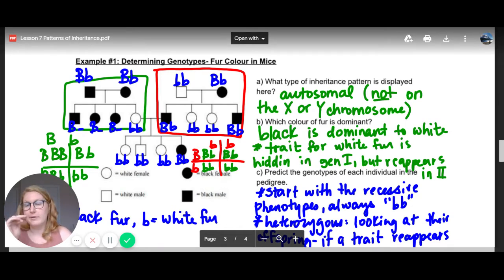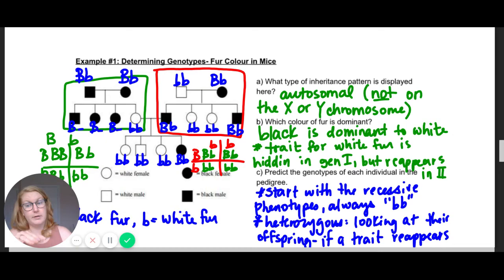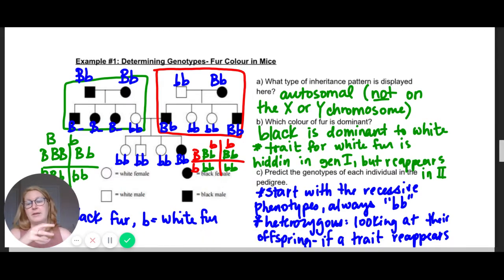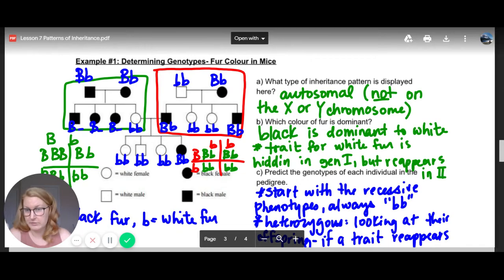Okay. So autosomal inheritance pattern, we're not using the X and Y chromosomes to denote anything because this trait is not on the X or Y chromosomes. Again, we're making this prediction. It could be that we're wrong because we're only looking at 3 generations, but we always choose what makes the most sense based on the information given.